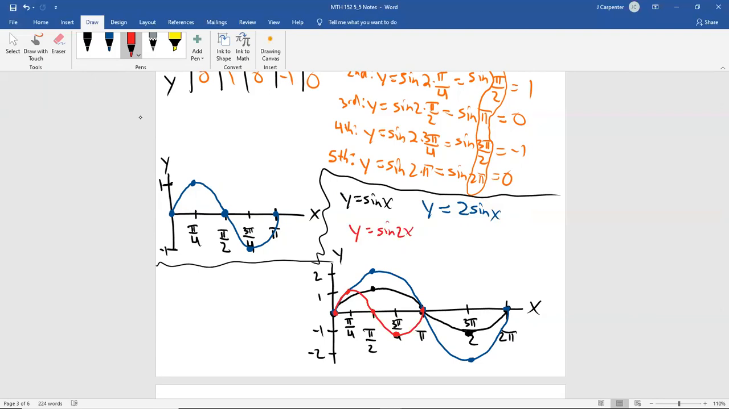What we're going to start doing next, though, is start mixing these characteristics together. Have a phase shift, have an amplitude factor, have a speed factor, the period, if you will.